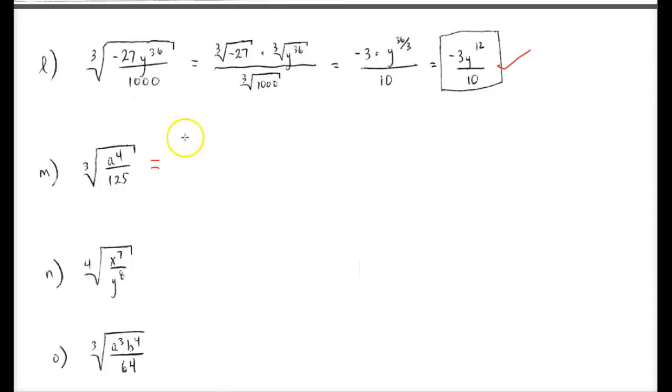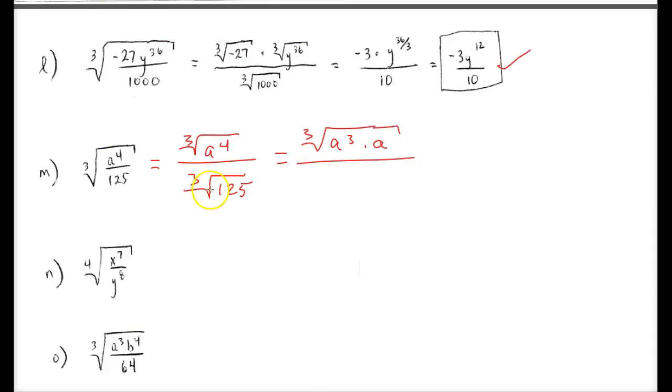So for our next example here, we know that we could rewrite this as cube root of a raised to the 4 over cube root of 125. We know that here a raised to the 4th can be written as a raised to the 3 times a. And for cube root of 125, the answer is just going to be 5, because 5 times 5 times 5 is 125. So the way that we could possibly rewrite that is like this.